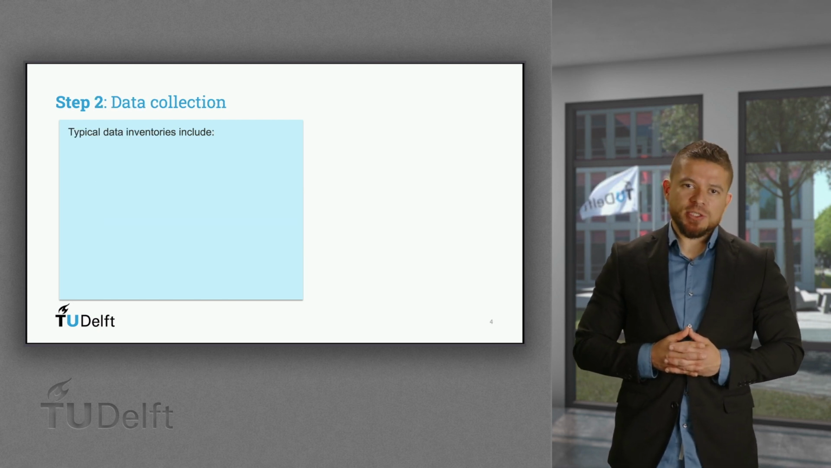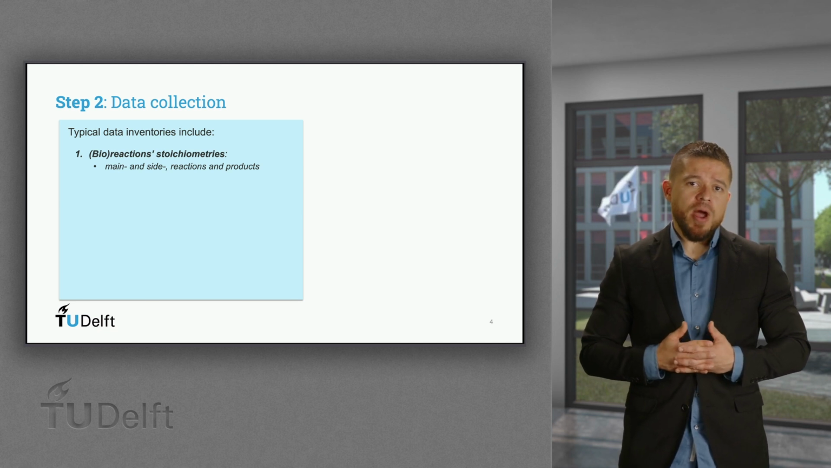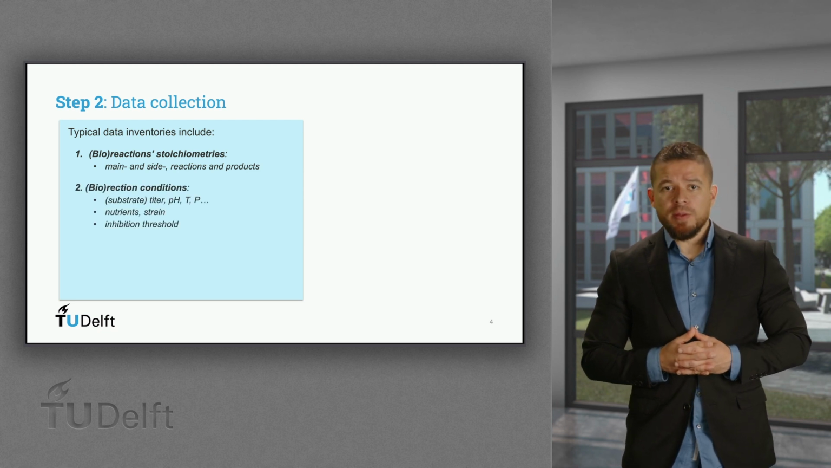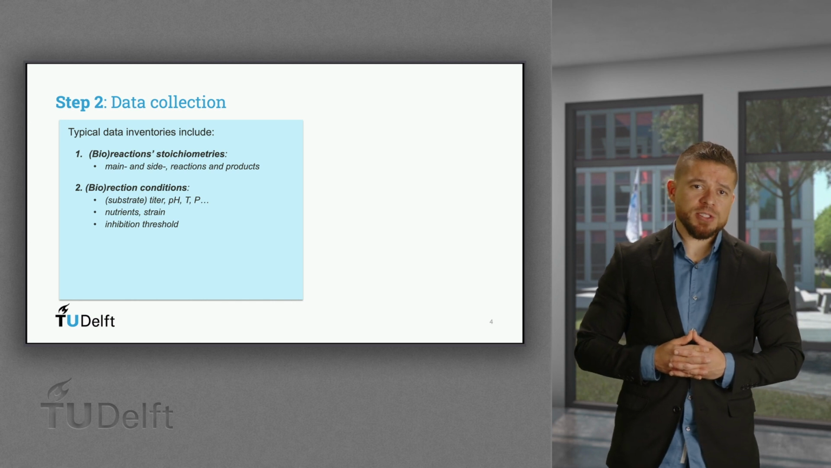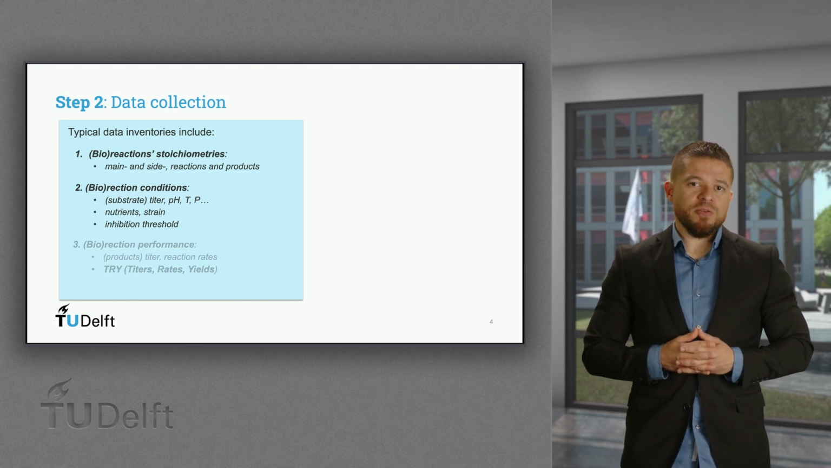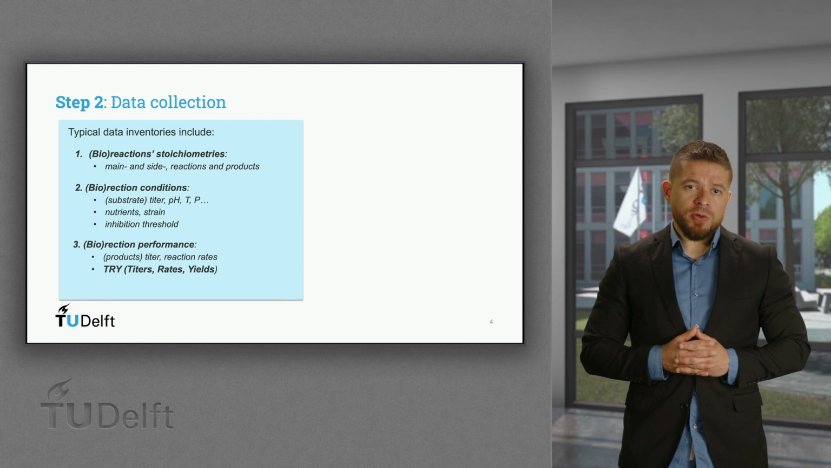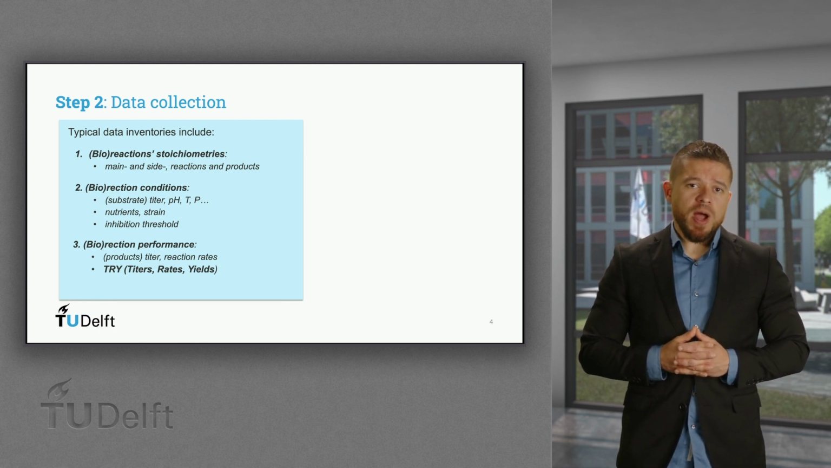Step 2 is data collection, and data inventories typically start around the bioconversion stoichiometry and around the fermentation conditions. For example, the pH, the concentrations for product inhibition. But knowing the process performance is very important too, and we can consider the TRY indicators: titer of the fermentation products, reaction rates for consumption of substrate and production of biomass and products, and the yield on the main products on substrate consumed.